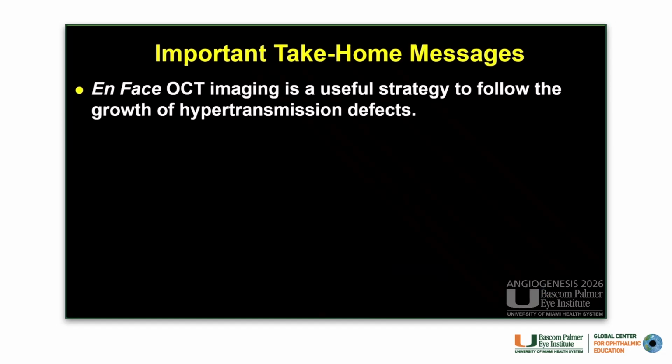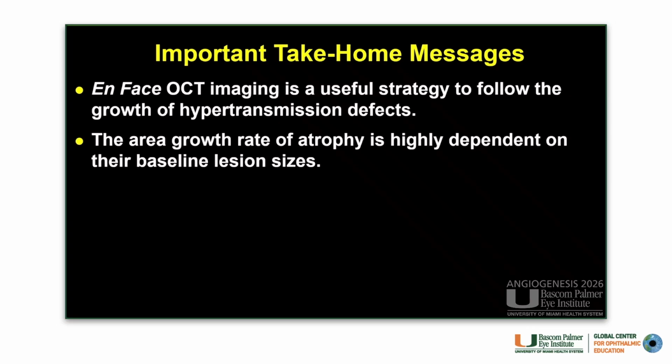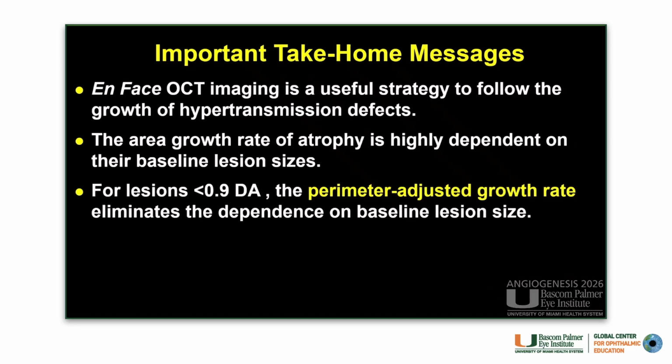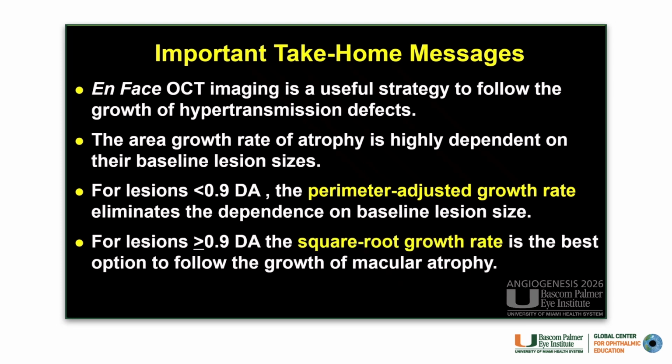Here are the important take-home messages. Fast OCT imaging is a useful strategy to follow the growth of hypertransmission defects. The area growth rate of atrophy is highly dependent on their baseline lesion sizes. For lesions smaller than 0.9 disc areas, the perimeter-adjusted growth rate eliminates the dependence on baseline lesion size. Although for lesions larger than 0.9 disc areas, the square root growth rate is the best option to follow the growth of macular atrophy.